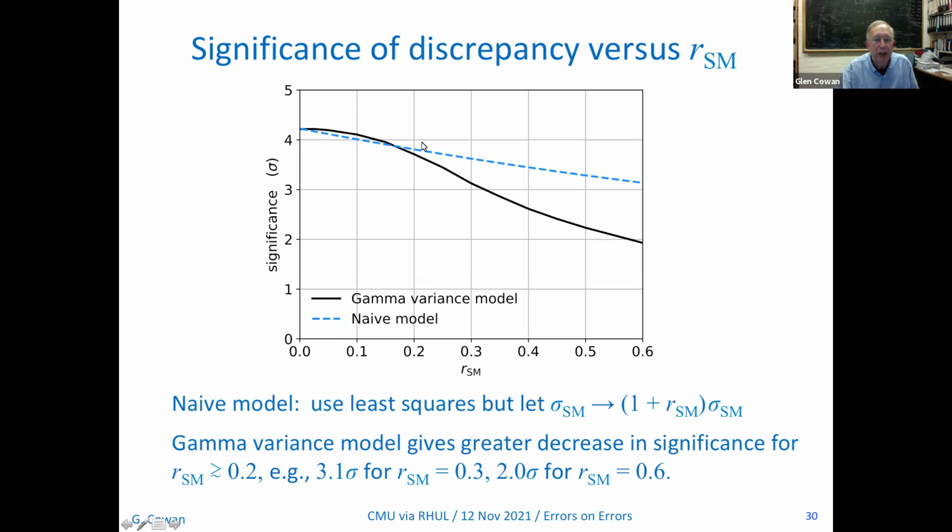Now, what the black line shows is the prediction of my model. What the blue dashed curve shows is that if you just do this naive procedure of inflating the error by 1 plus little r. So in other words, if you just said, well, my error is uncertain, so I'll increase it. And you can see that at least for small values of little r, that may lead to a very similar result. But as little r gets bigger and bigger, the significance decays much more rapidly with this gamma variance model, which I think is more realistic.